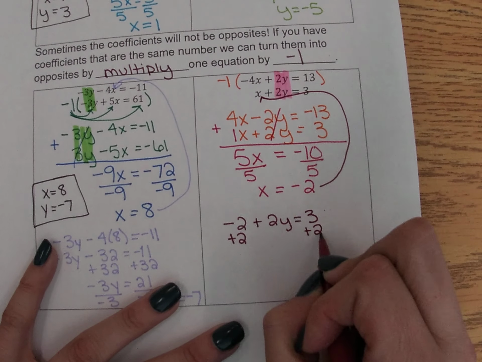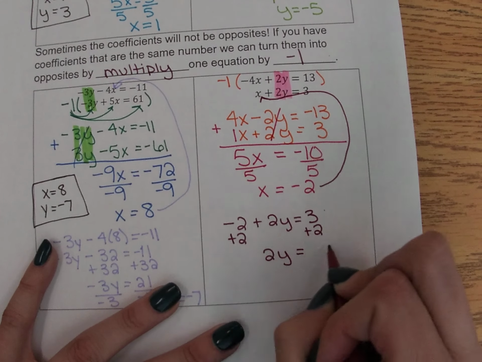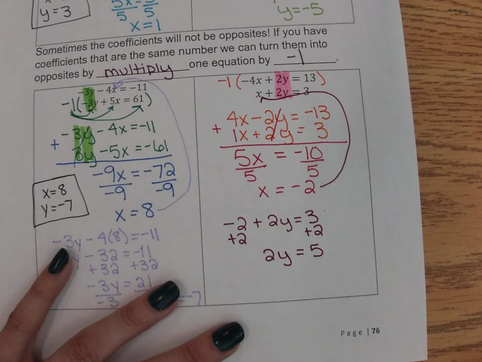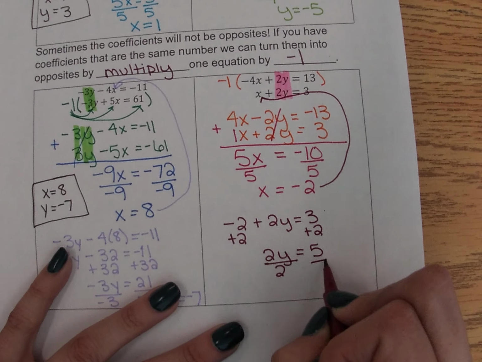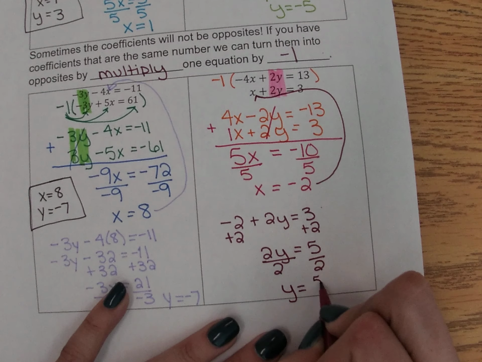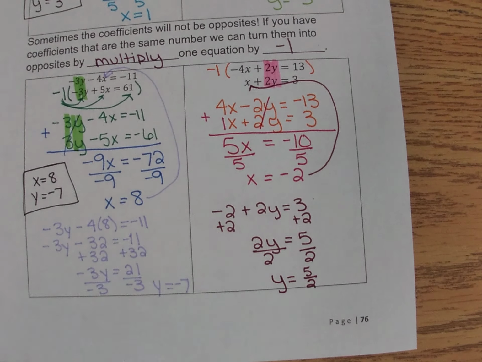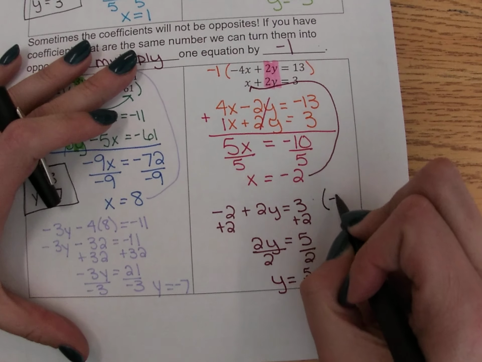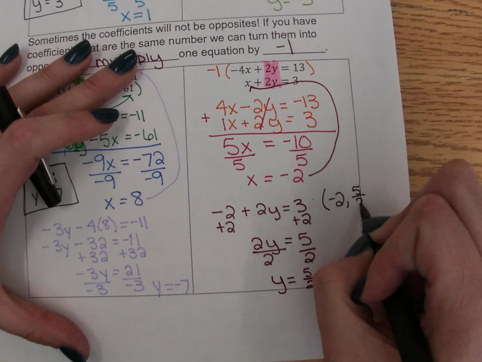I'll undo that negative with a positive, and I will undo multiplication with division. We have talked about this before. It's fine to get a fraction answer. Whether you write that as improper, mixed, or a decimal, it does not matter. But our final answer here will be x equals negative 2, y equals 5 over 2.